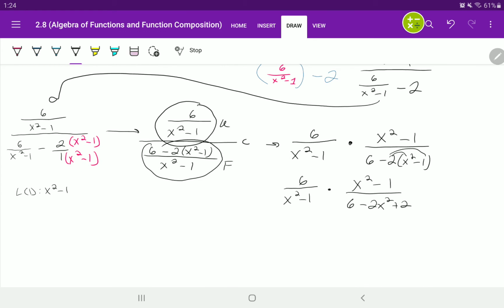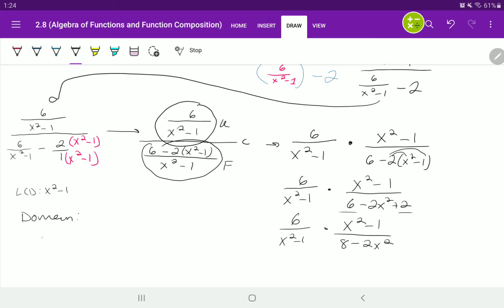If you notice, I have two fractions. So when I want to find my domain, I'm going to do it over here. When I want to find my domain, I must take each fraction, each denominator, which is going to be, when I simplify a little bit further, x squared minus 1 divided by, combine like terms, 8 minus 2x squared.